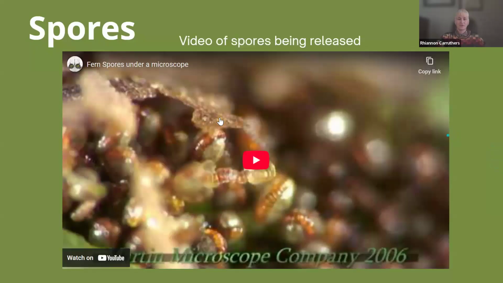Here's a little video that's going to show the spores being released. The amazing thing about these spores is that on a 60-inch fern frond, there can be 7 million spores. So it's a huge amount of spores. And you'll see in this video that they do fling them quite violently. So what we're seeing in this video will be sporangia that are opening up and releasing those spores.